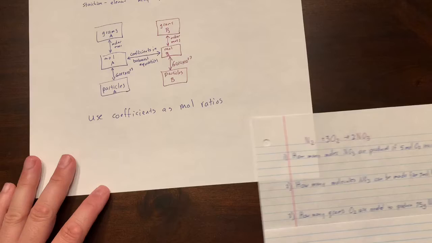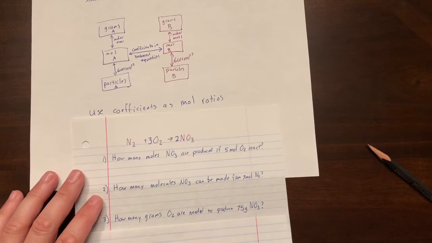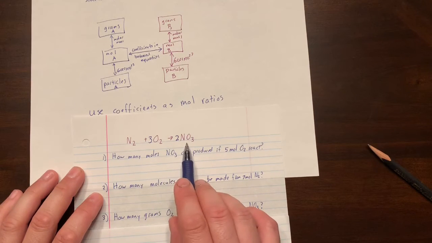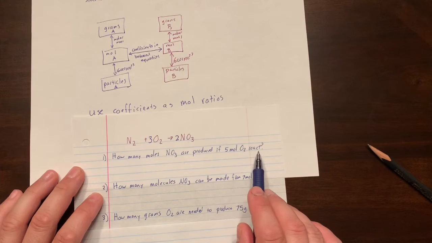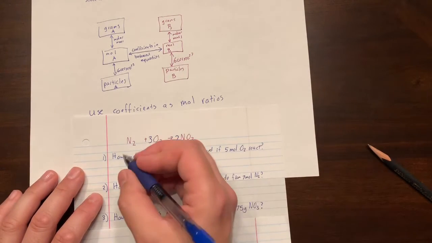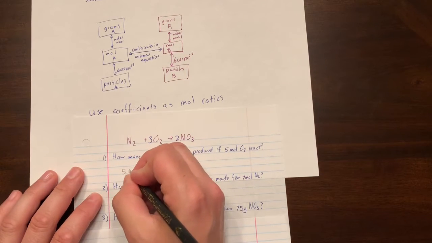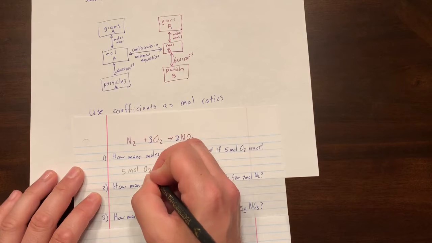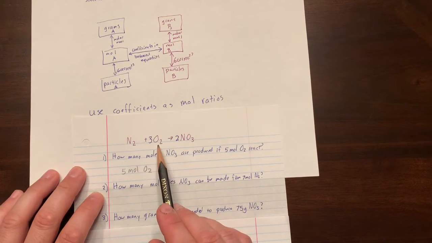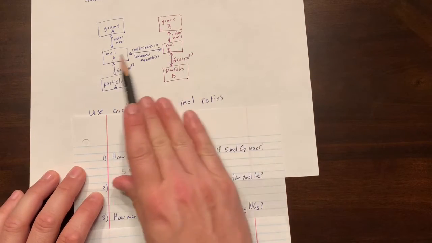And I'm going to show you how to do a couple of stoichiometry problems here. So let's look at this first problem. It says, how many moles of NO3 are produced if 5 moles of oxygen react? So we start with what we're given, which is 5 moles of oxygen. And then we're trying to find moles of NO3. So we're going from moles of oxygen to moles of NO3.